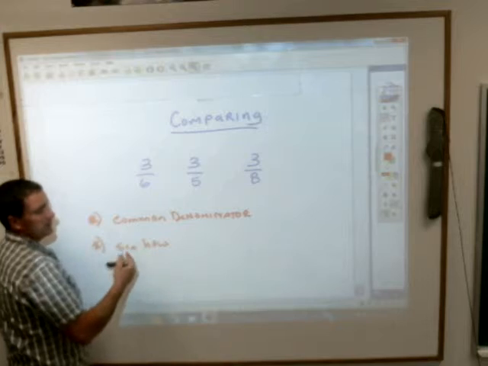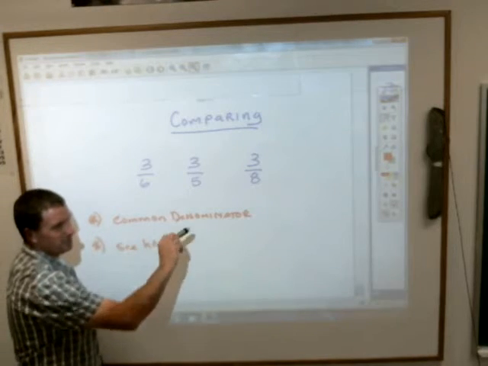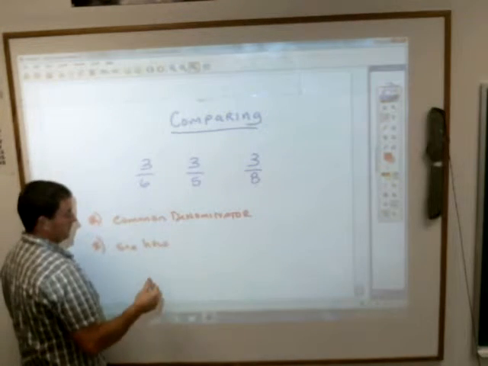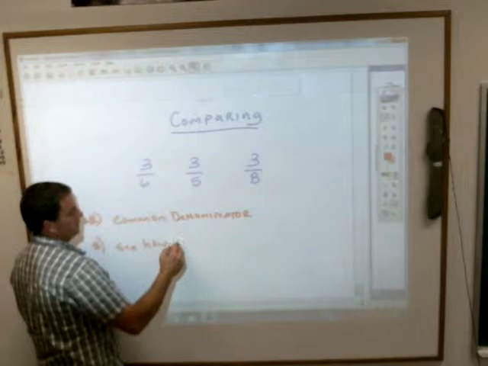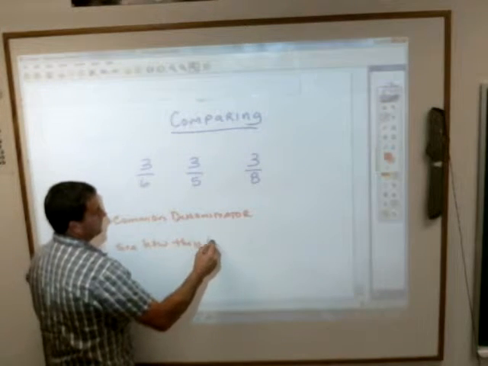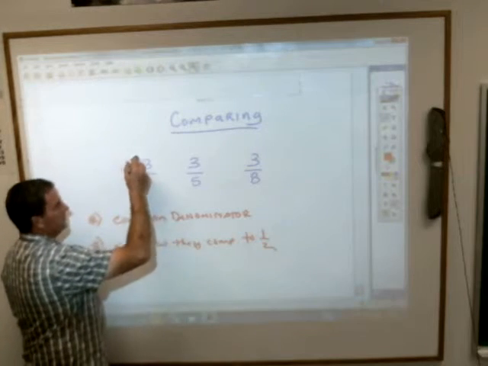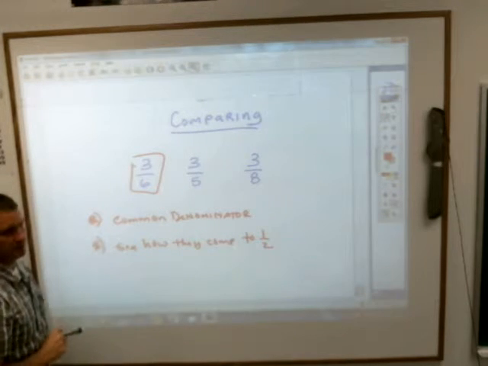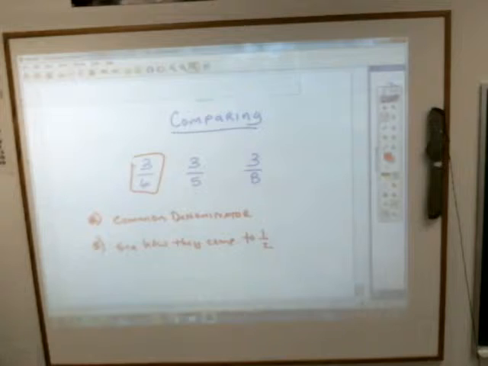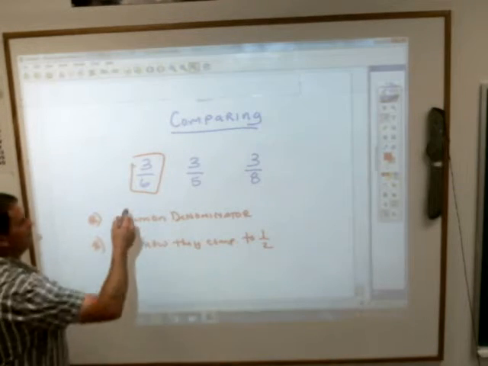The other way to compare fractions is to see how they compare to 1/2. That's the first thing you want to do, because if you don't have to change the common denominators, you don't have to. We'll do both and I'll show you what I mean. For example, 3/6 is the same as 1/2, right?